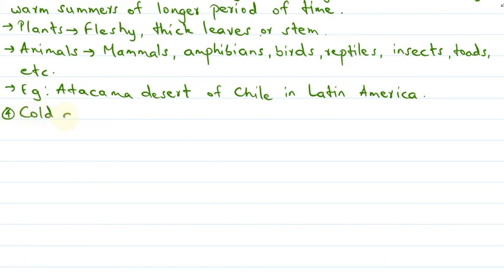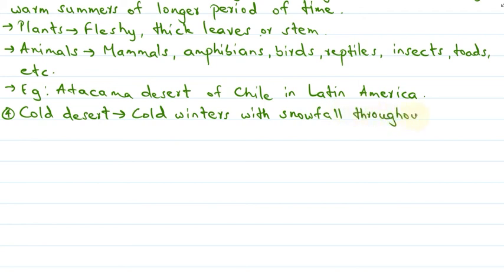Okay, cold desert. So, the cold winters with snowfall throughout the winter can be seen in these areas. Okay, so there are cold winters here, accompanied with snowfall throughout the winter. Okay, this can be seen in cold desert.